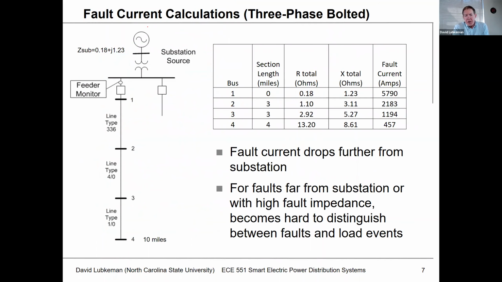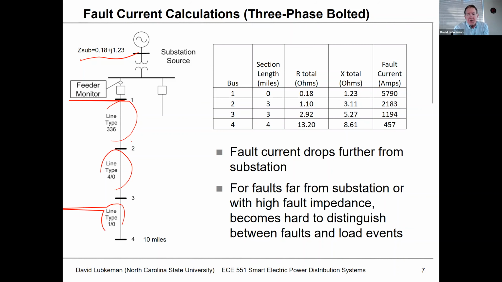This example here quantifies what we could actually see on a circuit. We have a substation that has a certain impedance associated with it, and different types of overhead lines coming out of the substation. At the very top of the feeder we would have the most load, so we have the largest conductor size. As we get further away from the substation, the conductor sizes start to drop, so the impedances become larger. We also have to consider the line length as well.